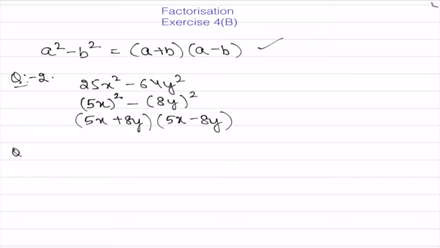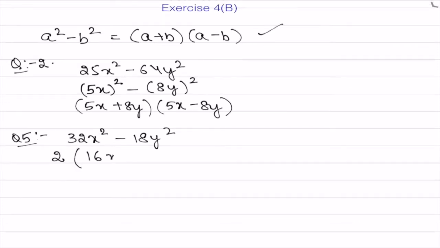In the same way, suppose the question is 32x square minus 18y square. Now here we can see 32 and 18 both are not perfect squares. Here we will see what is common in both the terms. So now we will take out 2 common. 2 is a factor of both 32 and 18. So after taking out the 2 common, it's left 16x square minus 9y square. So 2 is also one of the factors.